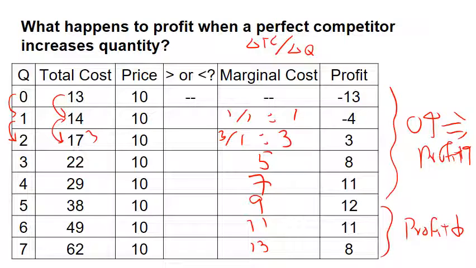Now notice, 10 is greater than 1. 10 is greater than 3. 10 is greater than 5. 10 is greater than 7. 10 is greater than 9. As long as price is above marginal cost, as the firm increases output, that means profit is going to increase. However, once we go from 5 to 6, now we have marginal cost being above price. Whenever marginal cost is above price, as we increase output, profit will fall.